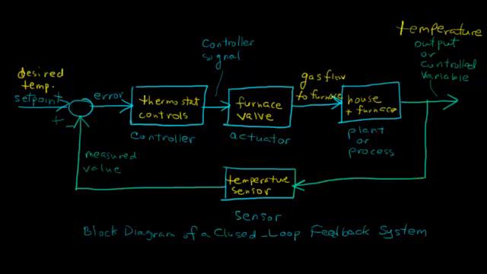We should also consider disturbances, such as heat loss, which would happen through the roof or windows and doors. A disturbance is something that affects our output, but that the controller cannot control.